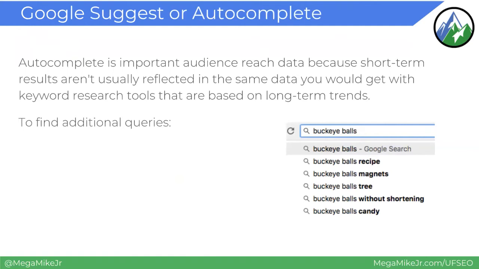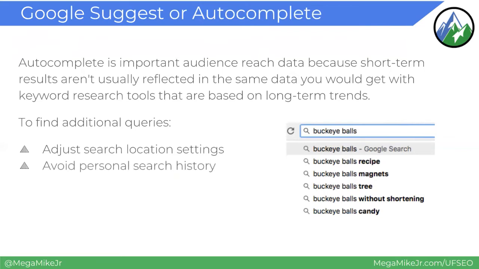So one of the ways you can find additional queries and different keywords you want to target is to actually adjust your search location settings in your browser. So you can say, okay, I know that they're in Kentucky and Vermont and Alabama, there's a lot of search volume. Let me adjust my browser settings to Kentucky. Let me adjust my browser settings to Vermont. And let me start searching for Buckeye balls. And let's see what pulls up in the drop-down menu, okay? Make sure, in this sense, to avoid your personal search history.